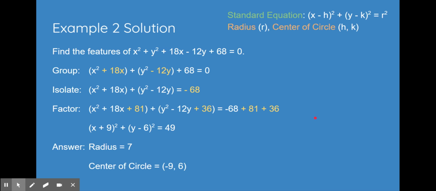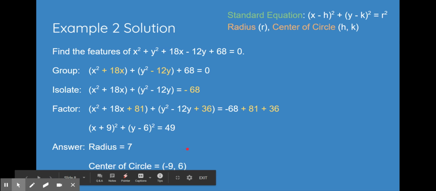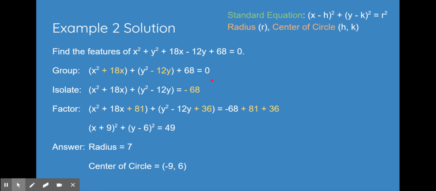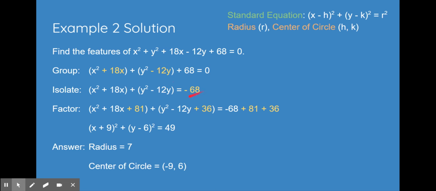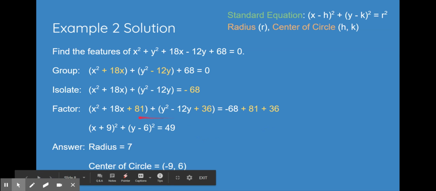All right, so if you got the radius and center of the circle correct, congratulations again. And basically, you would do this like the last example. First, you group the x terms, group the y terms, isolate with PEMDAS, and move the constant over to the other side. And then you would factor by adding constants on both sides so that the equation is balanced. And then you would simplify the x and y groupings, and you would have your standard equation, which you would use to find your radius r and center of the circle (h, k), which is this.